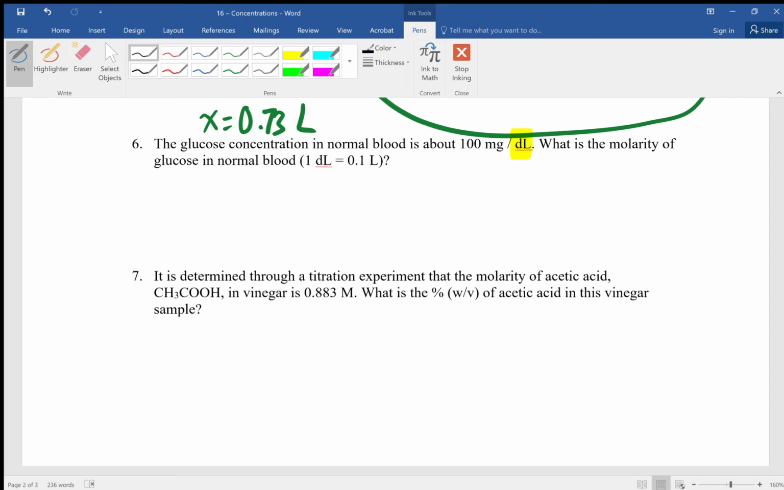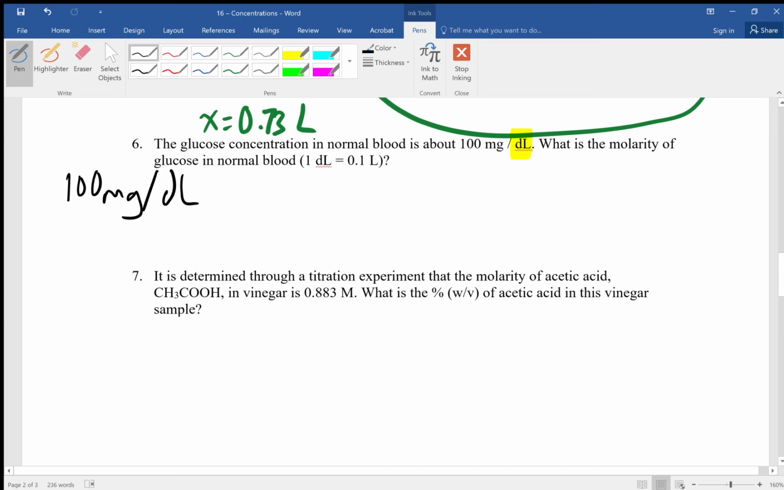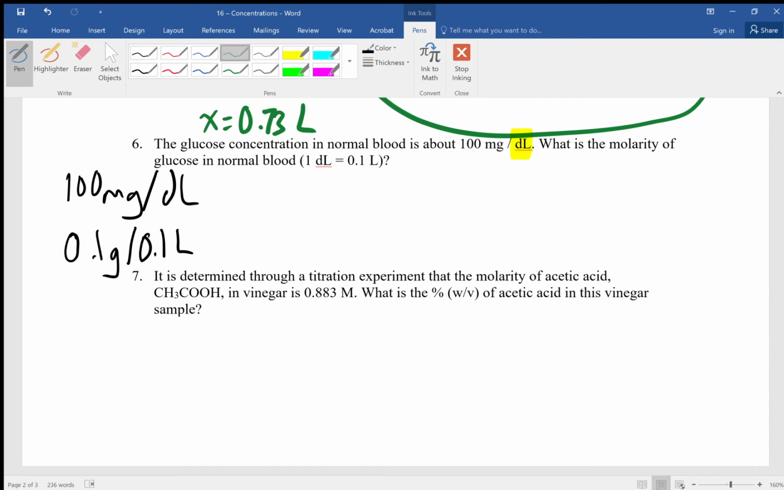But what we find here is that the normal concentration of glucose is 100 milligrams per deciliter. Or, to put it in more useful units, this would be 0.1 grams in every 0.1 liters. Well, if you think about it, there's a way to make that one easier to work with. Because if there's 0.1 grams in 0.1 liters, how many grams would be in 1 liter?